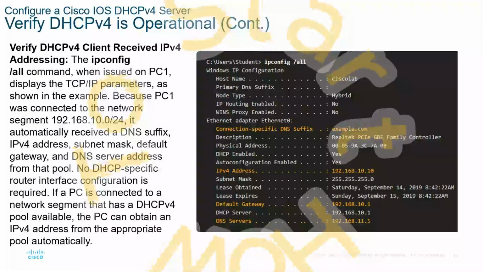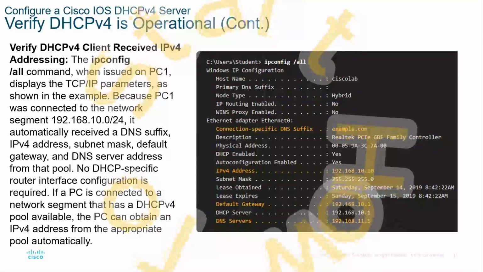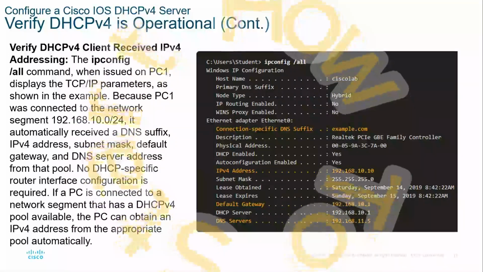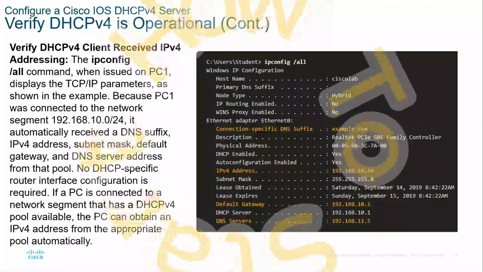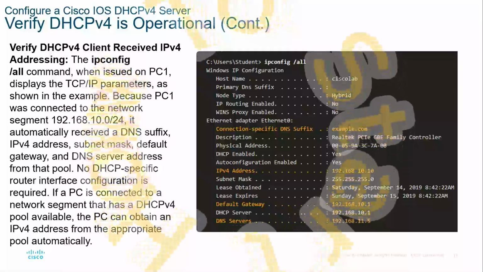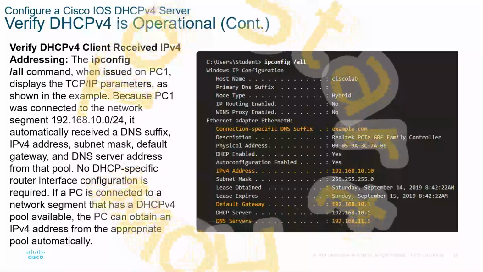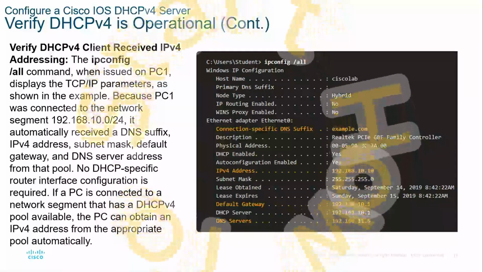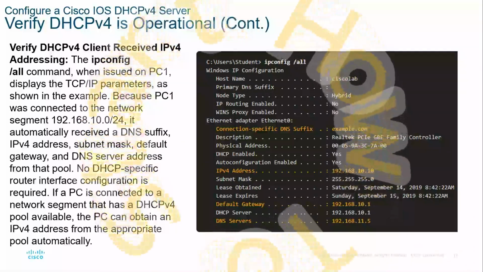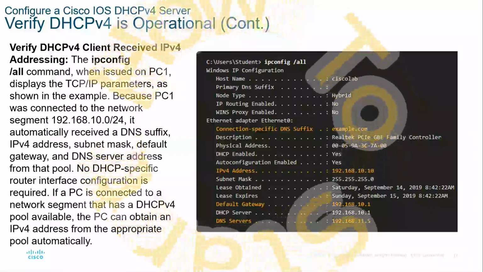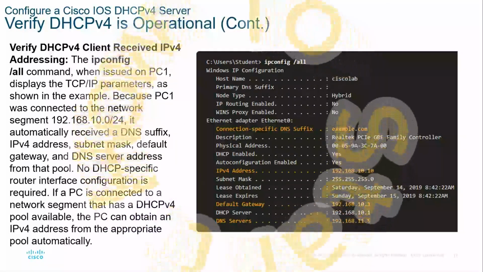We can also look at the information from the client side. From the client side, if we issue an ipconfig/all at a terminal, we can actually see the addresses, we can see the domain name if we configure one, we can see the default gateway and DNS server, as well as the expiration or the expired time for the lease.